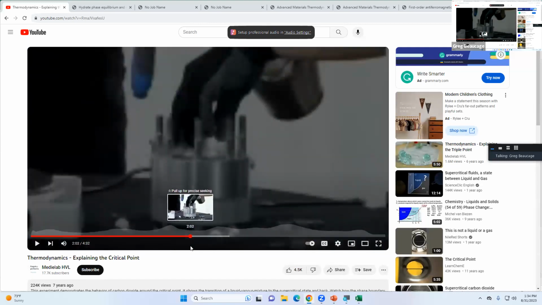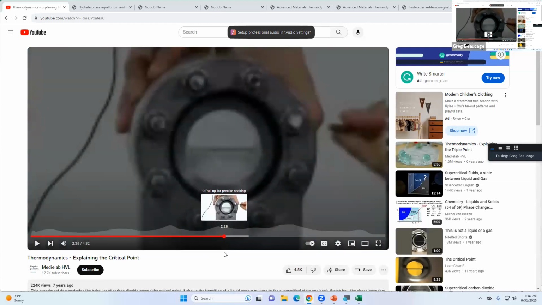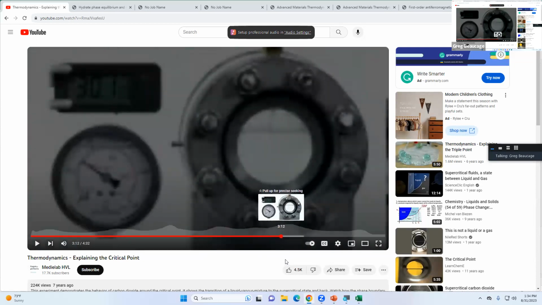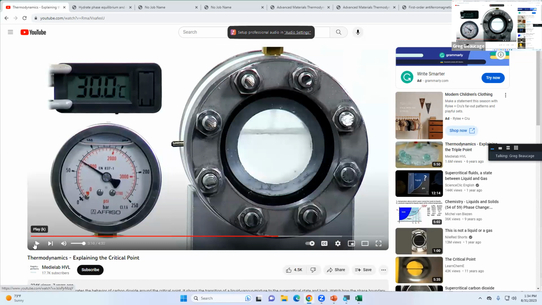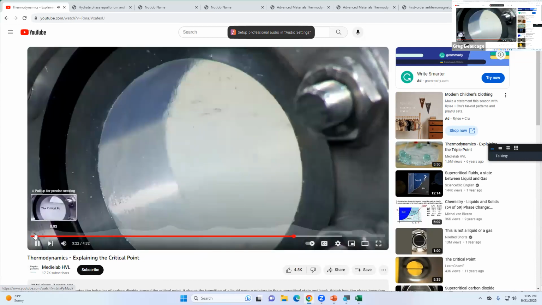Anyway, so he just stuffs the CO2 into the cell and then he just heats it up. The temperature's going up and then boom, it disappears. That's the theme of this. As the pressure and temperature reach the critical point, the distinction between the liquid and gaseous carbon dioxide becomes less visible and eventually disappears. I mean, it's pretty cool.